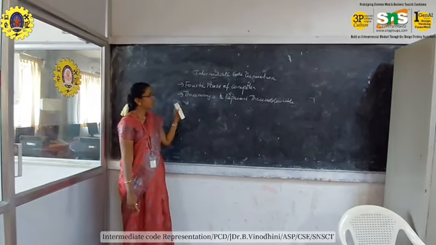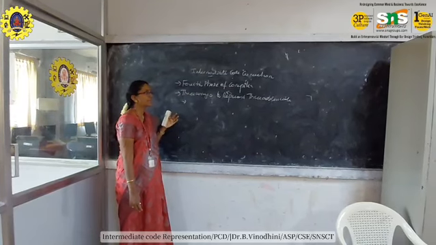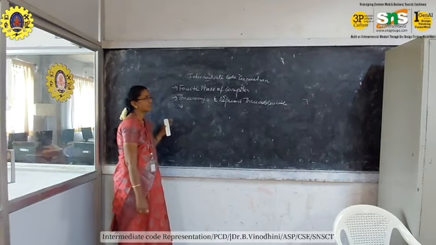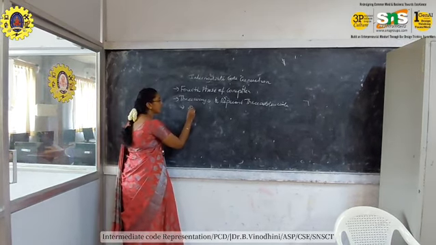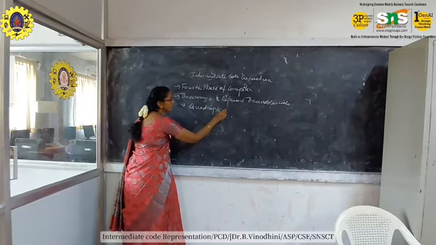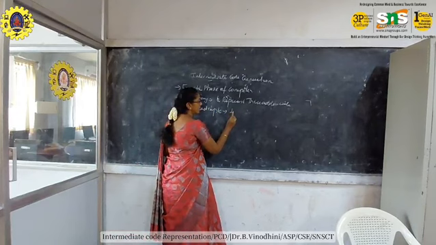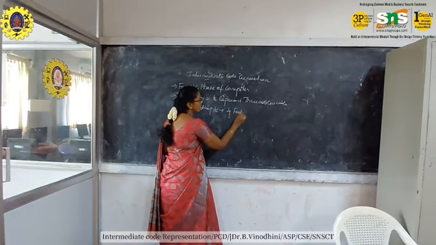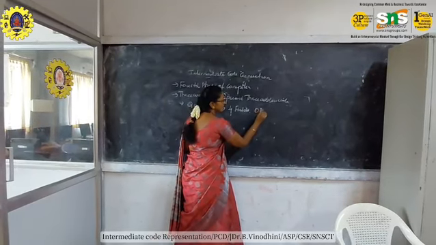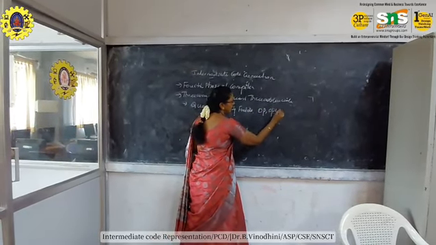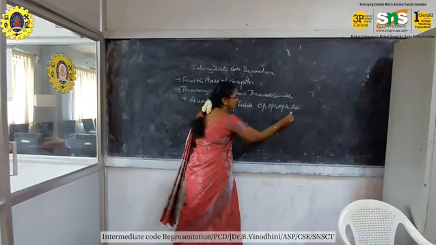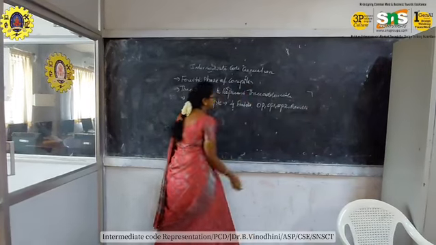The 3-address code is represented in our computer memory in 3 ways. What are the 3 ways to represent the 3-address code? One is the quadruple. So what does a quadruple mean? In the quadruple we have 4 fields. One is the operator field, next is operand 1 and operand 2, followed by the result field. So these are the 4 fields used in the quadruple representation.